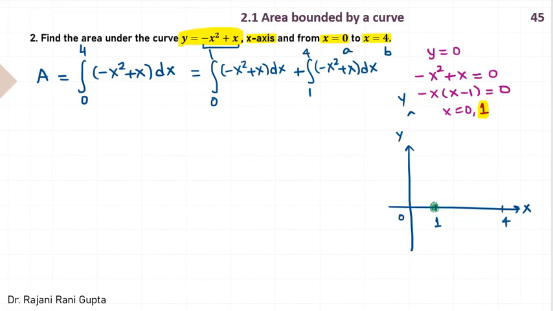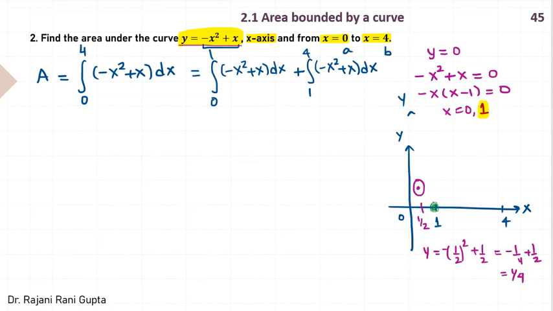So now you have to check what is the value of the function. Is it positive or negative in 0 to 1 and 1 to 4? So for that, let's take any point in between, say half. So check the value of y at half. So y is minus half square plus half. So how much is it? Minus 1 by 4 plus 1 by 4. This gives you 1 by 4. So it is positive. Okay.